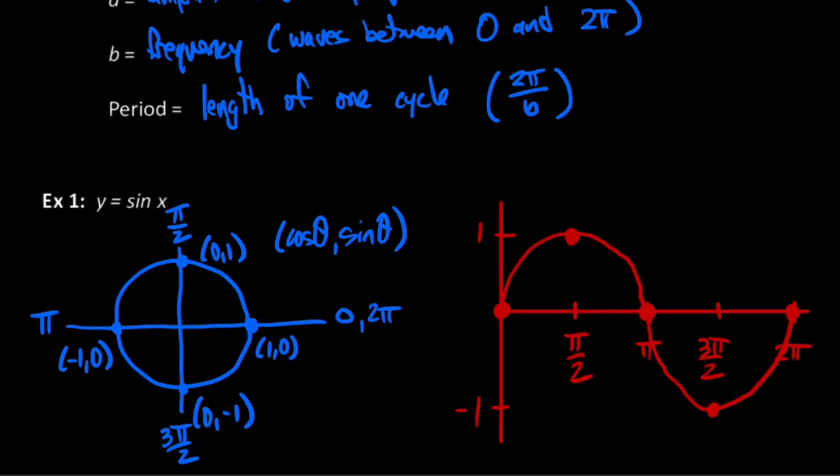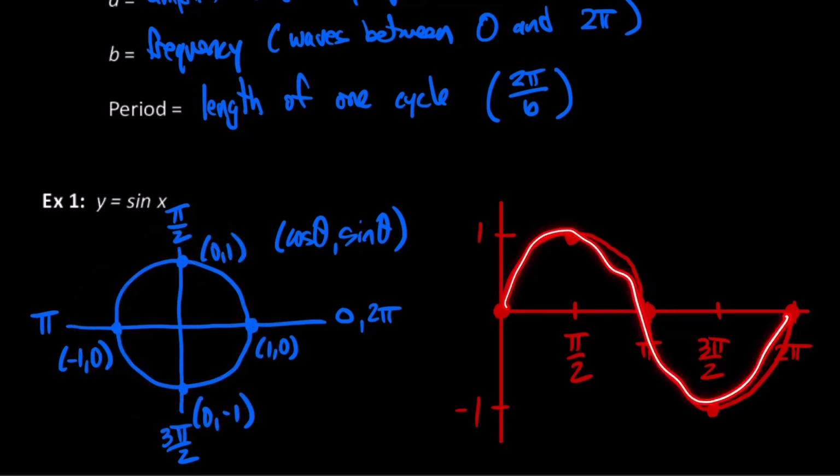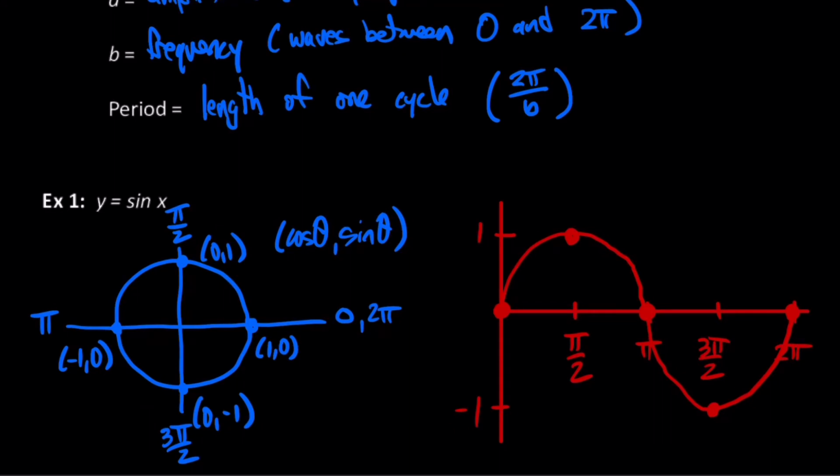So that's what sine looks like. And obviously this would continue, right? Because I can keep going around the unit circle in any direction. So this is just one cycle, but this would keep going and that pattern would continue forever in this direction and also in the positive direction.